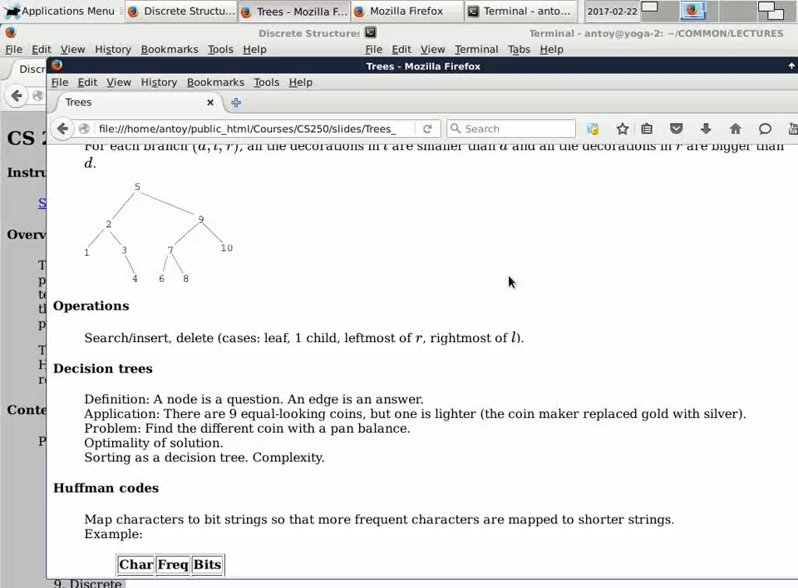The problem is if there are 2 children, and the simplest example here is 5. If you want to get rid of 5, what do you put there? What would make sense to put there?